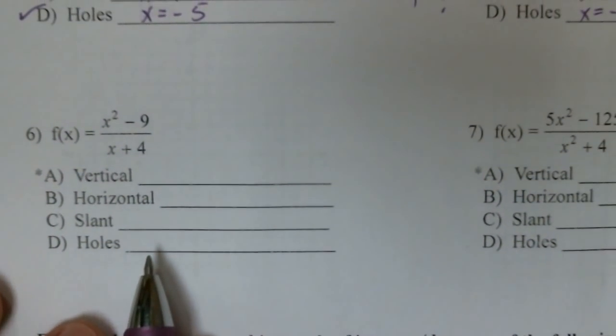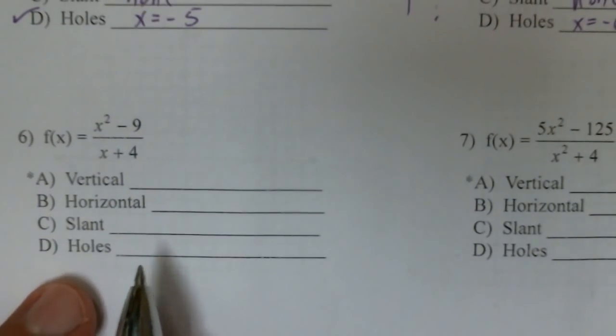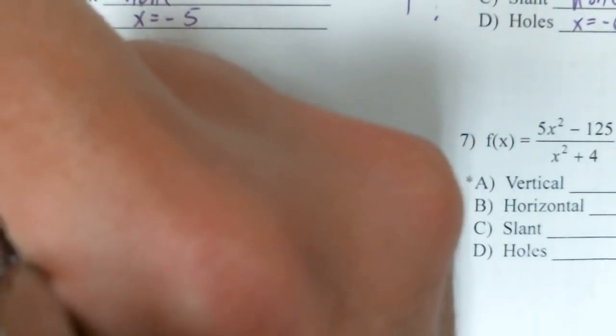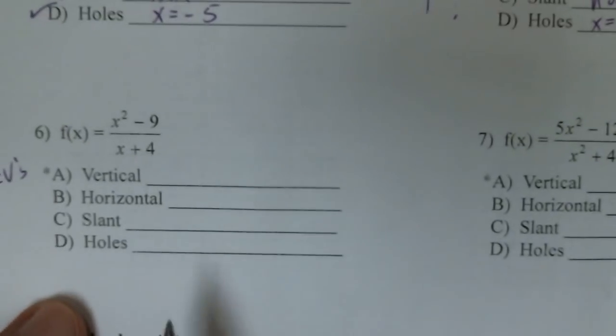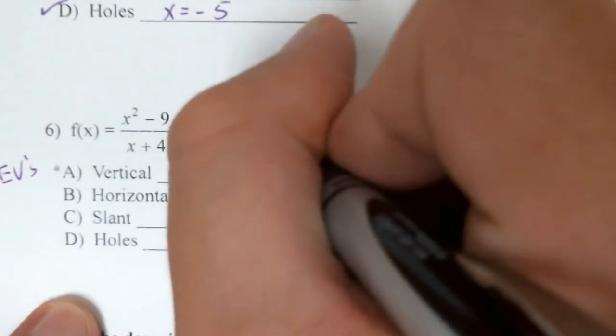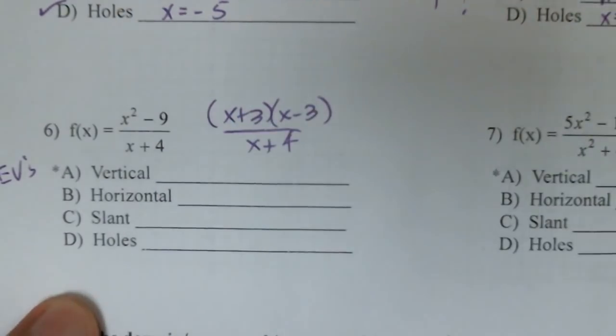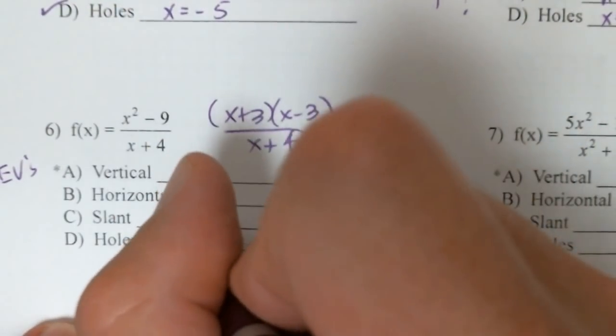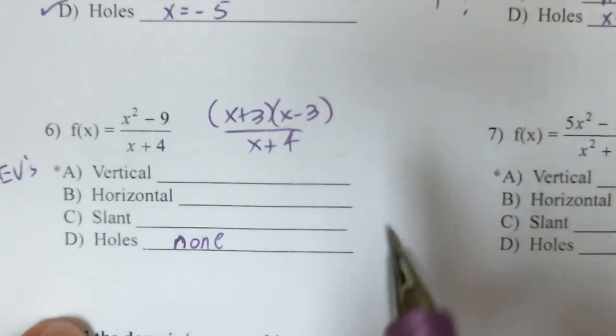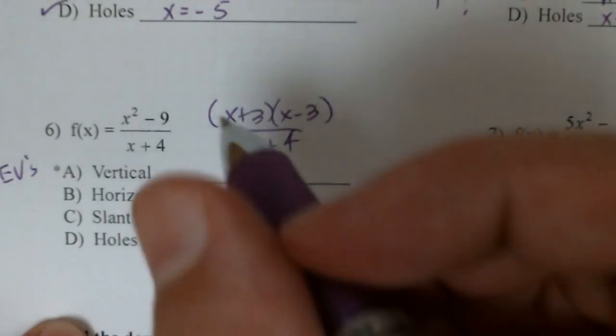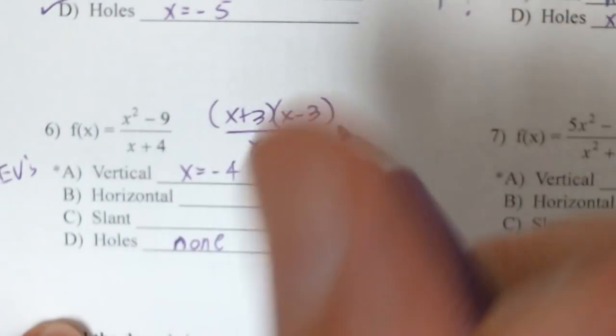Okay, so my vertical asymptote. So these are our excluded values. Let's go ahead and see if we can factor it. I'm going to have an x plus 3, x minus 3 on top. That's just a difference of squares. Okay, nothing cancels, so I don't have a hole. No hole on this one. Vertical asymptote, where's my denominator 0? x equals negative 4.